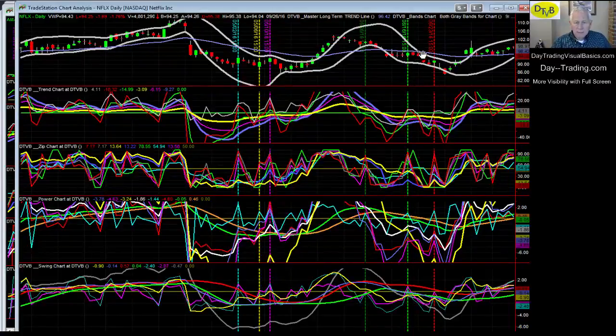It's also butting up against and hitting resistance on the blue line on the candle chart, which is your master long-term trend line. And it also is hitting the upper gray band line as well.